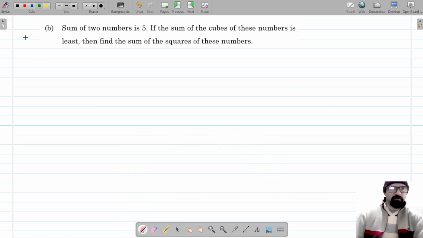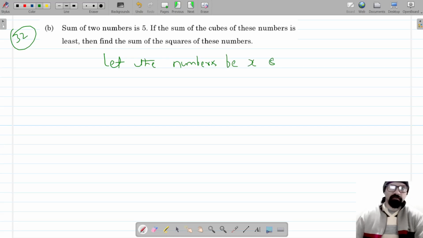So this is question number 32 part B, and it's given that sum of two numbers is 5. So दो numbers का sum है 5. Let these numbers be x and y. और दिया है that means x plus y है 5, और यहाँ से y हो जाएगा 5 minus x because we have to write y in terms of x.